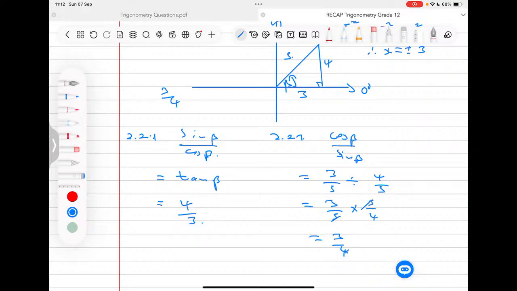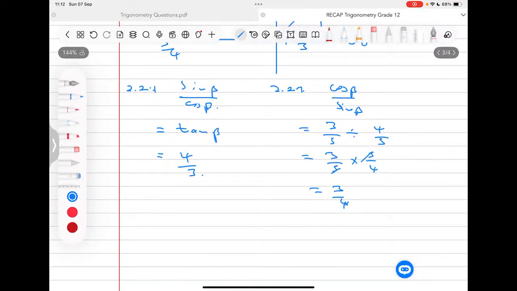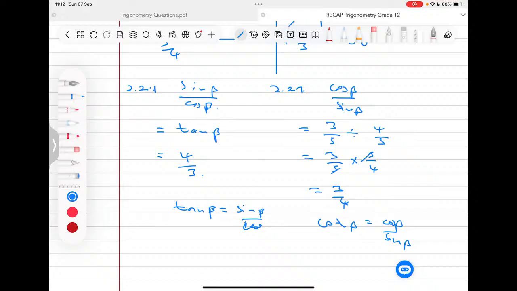And in fact, this is an identity, one of the identities that we have to say tan is given by sine over cos, but cot is actually given by cos over sine. The reciprocals of each other. So this is like a cot, what we have here.